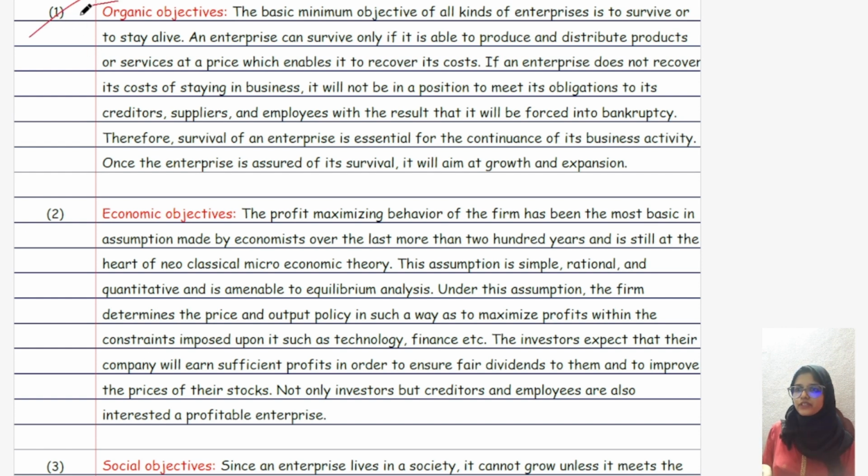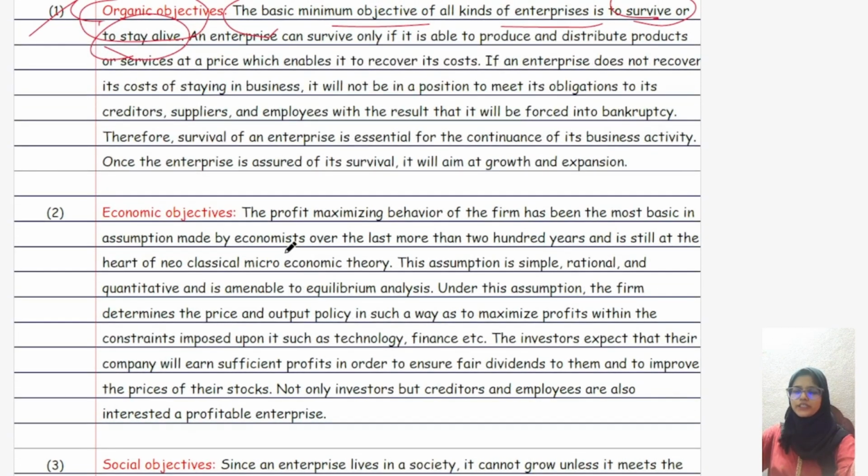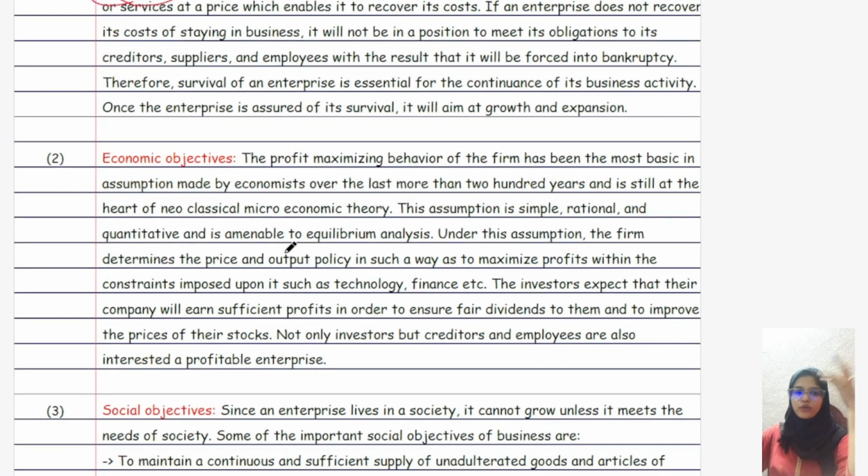Okay. First, we have organic objectives. What does that mean? Organic objective is nothing but the basic minimum objective of all kinds of enterprises: to survive and to stay alive. Obviously, first we don't think about profit. First, we say that we have to sustain ourselves in the market. You have to survive in the market no matter what. That is nothing but the organic objective. You try to expand your business, you try to grow your business. That is your organic objective, because that is the basic objective. Obviously every business will have this objective. That's why it's the organic objective.